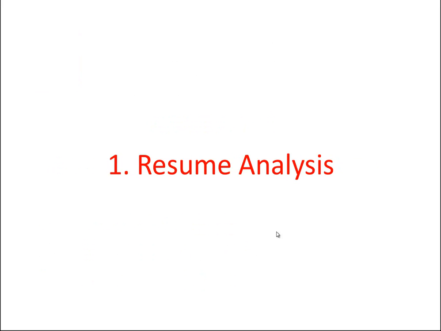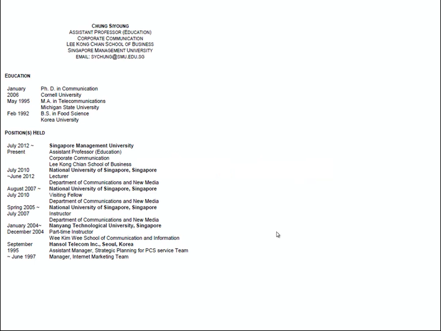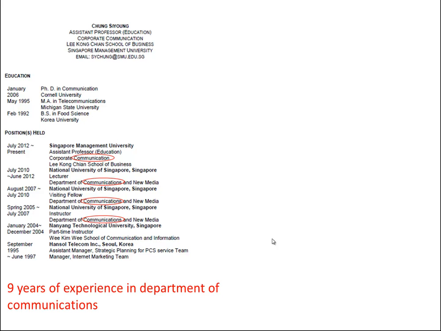So the first one will be the resume analysis. You can get her resume from the SMU website. Just Google her name and this is what we have. And we can see that she's actually a professor for communications. You can see that in her past records, Department of Communications for about 9 years, and from NTU, NUS, and now she's in SMU.